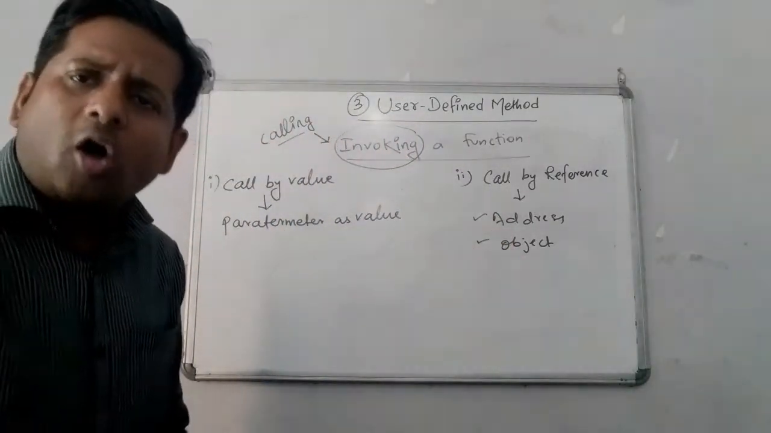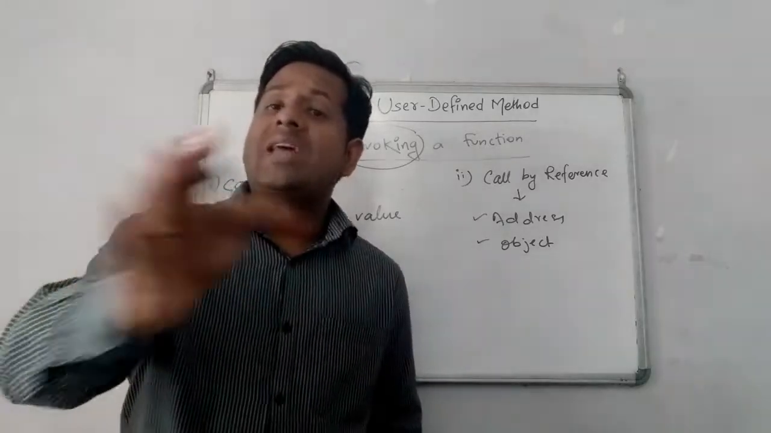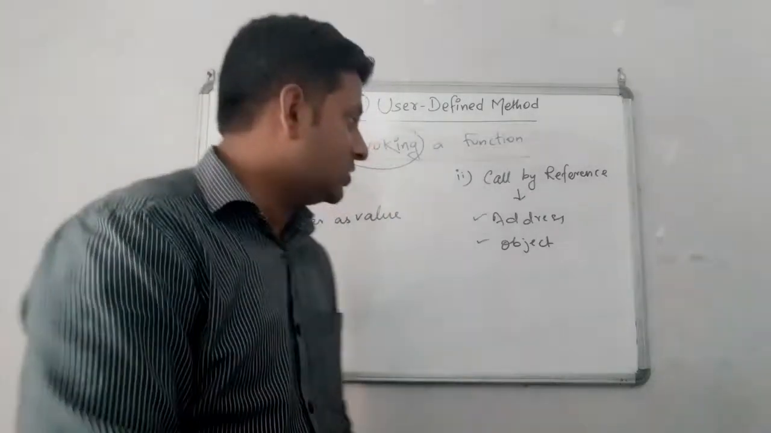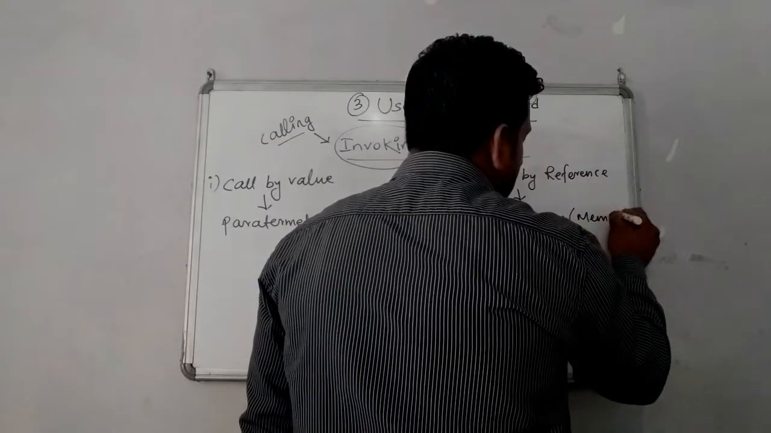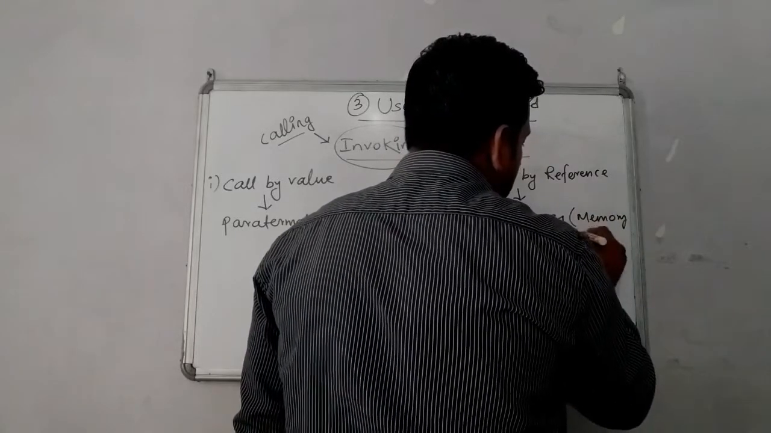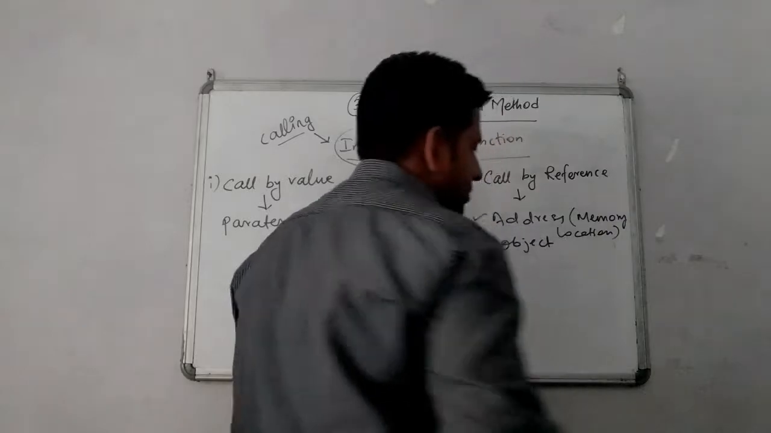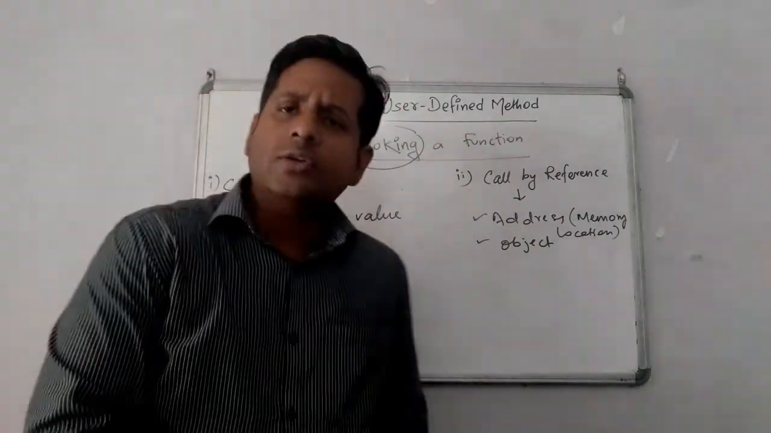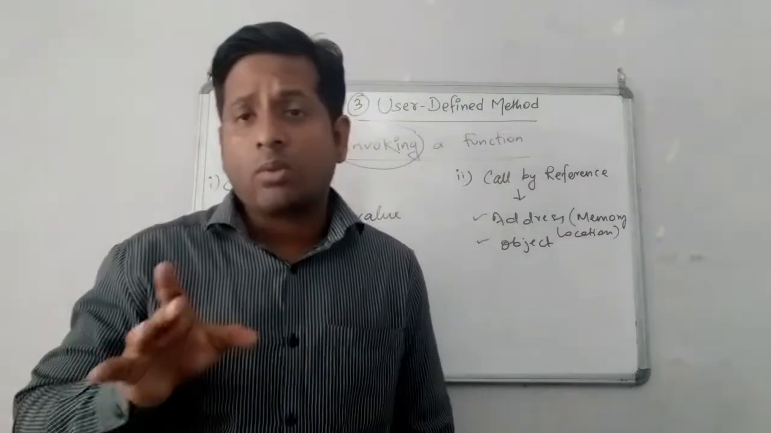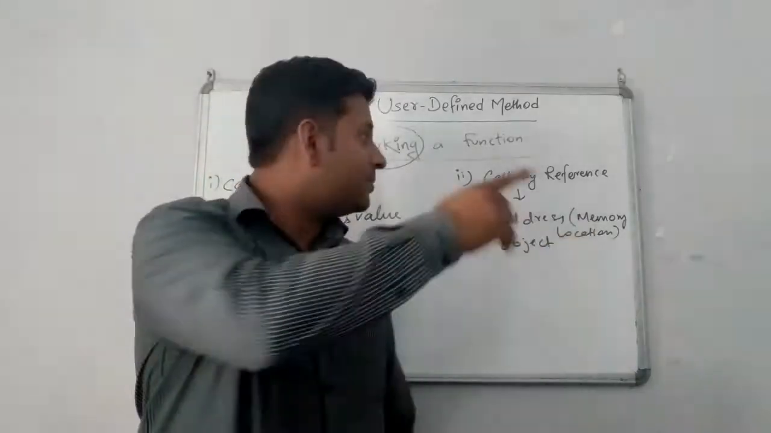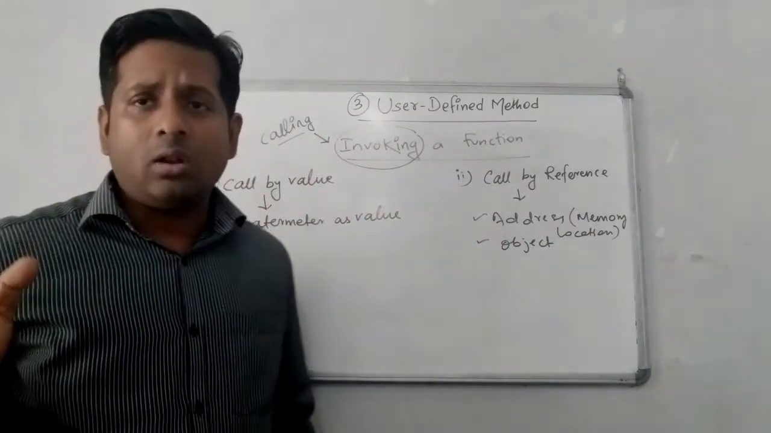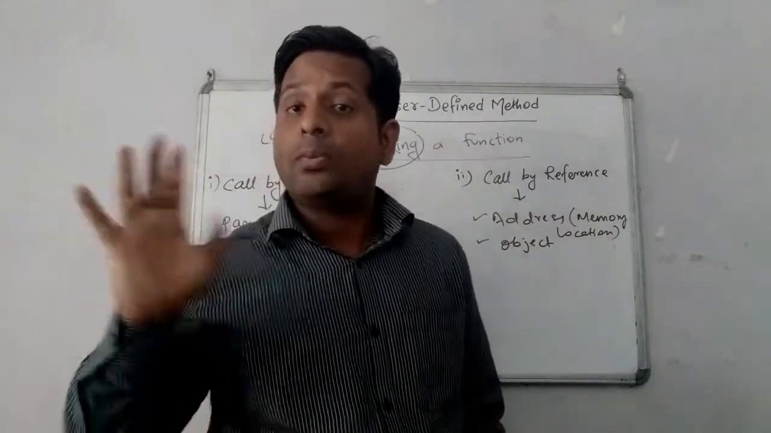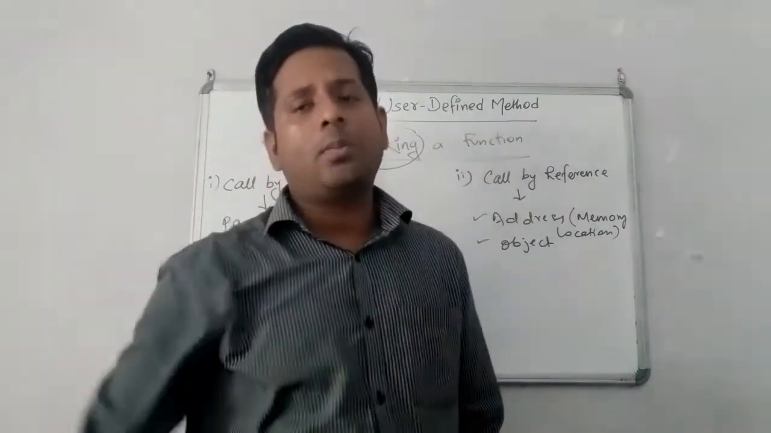So when we call any function with the help of its address, address meaning the memory location, that is termed as call by reference. In the same way, whenever we call any function or method with the help of an object, that is also known as call by reference.